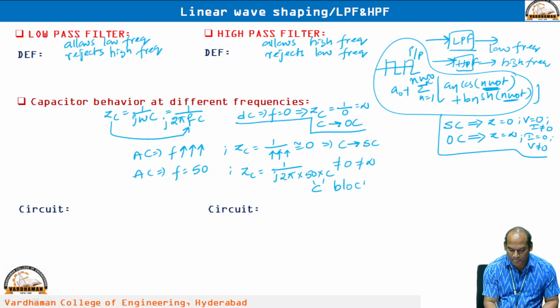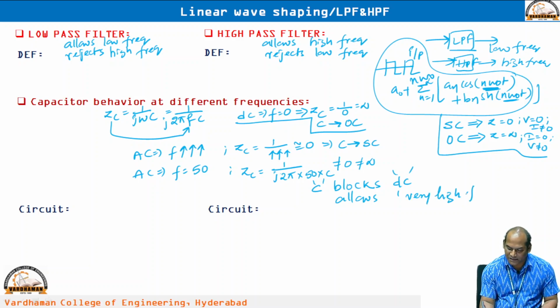Capacitor blocks DC. Capacitor allows very high frequency AC. Okay, I cannot say the capacitor allows AC, that may not be true in some cases, because if you take a very low frequency, this impedance may not be equal to 0. Okay, for that purpose, for a very high frequency AC signal, the capacitor is acting as a short circuit. So, the capacitor allows a very high frequency AC signal, but clearly we can tell that the capacitor blocks DC.